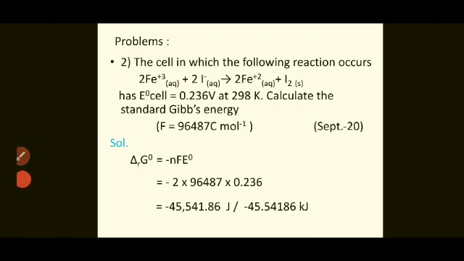So the minus sign will remain as it is. 2 into 96,487 into 0.236 volt. So the final answer comes as minus 45,541.86 joule. Again, if you wish to convert it into kilojoule, you have to divide it by 1000. So it will be minus 45.54186 kilojoule.